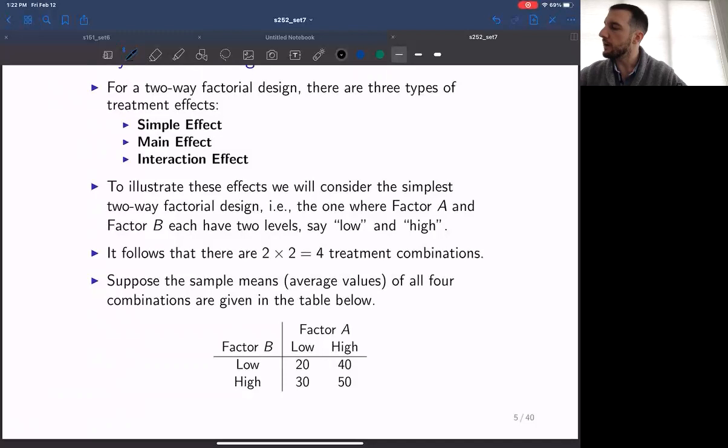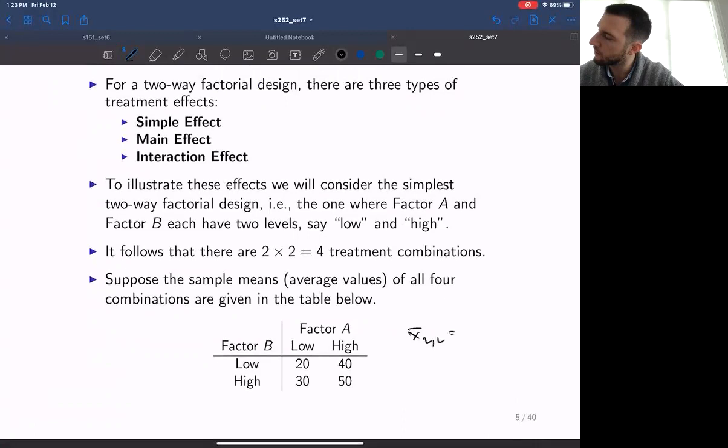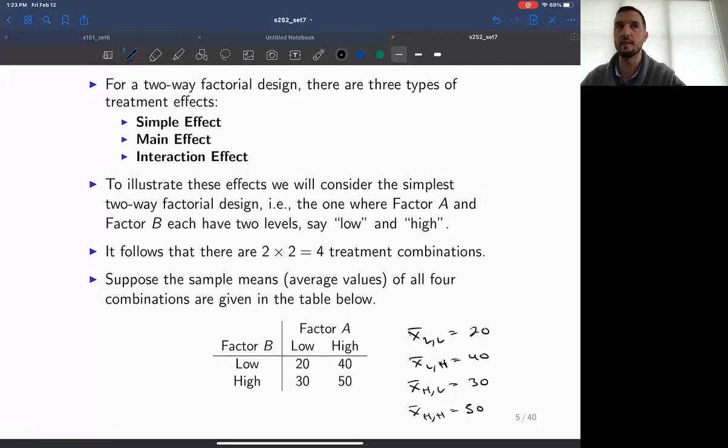Okay, in the table at the bottom of slide 5, we have the sample averages. Okay, so for example, X bar low-low equals 20, X bar low-high equals 40, X bar high-low equals 30, and X bar high-high equals 50. Okay, so this is the table of means.